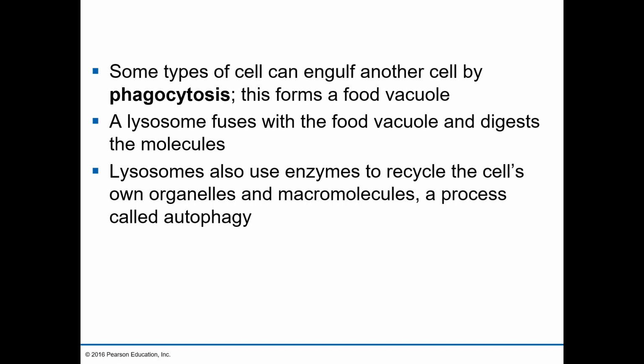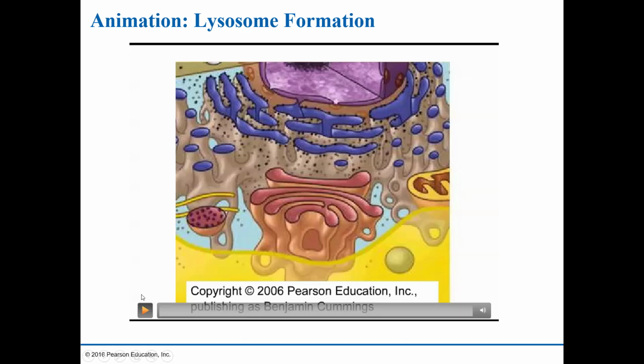It's unable to. It doesn't do that because of its membrane. So sometimes cells can engulf another cell by something called phagocytosis, and this forms a food vacuole. And so lysosomes will fuse with that food vacuole and start to digest it. Sometimes they will use their enzymes to recycle the cell's own organelles and macromolecules. That's called autophagy. Phagy is to eat, and autophagy meaning, I guess, eat itself. But basically, it's just cleaning things up. It will clean things up that aren't supposed to be there, or there's too much of, or that are dying, that kind of thing.